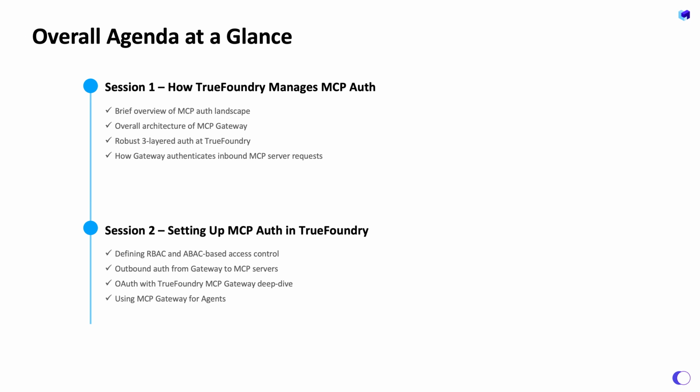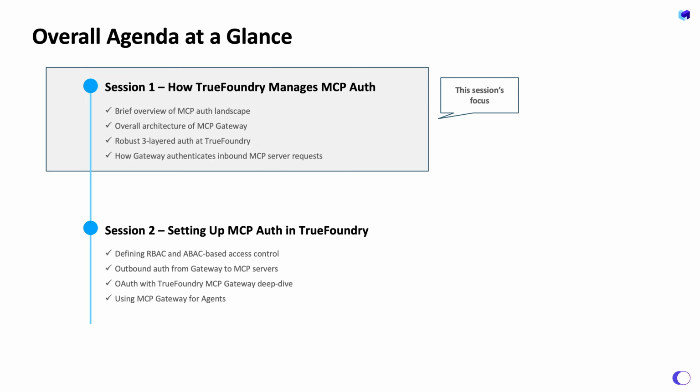In session 2, we will go one step further and you will see how to set up MCP Auth in the TrueFoundry MCP Gateway. You will see how to define RBAC and ABAC based access control, how outbound auth from the gateway to the MCP servers is enabled. So how does the gateway connect to the MCP servers? And we will do this with a focus on OAuth specifically, where you will do a deep dive on how TrueFoundry enables OAuth and how the control plane manages OAuth tokens. And finally, you will also see how you can use MCP Gateway for your agents. So this is our session 1. So let's start.